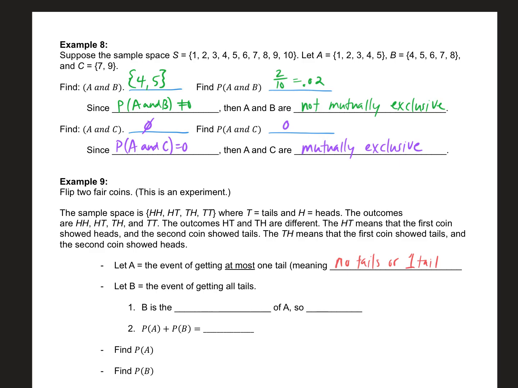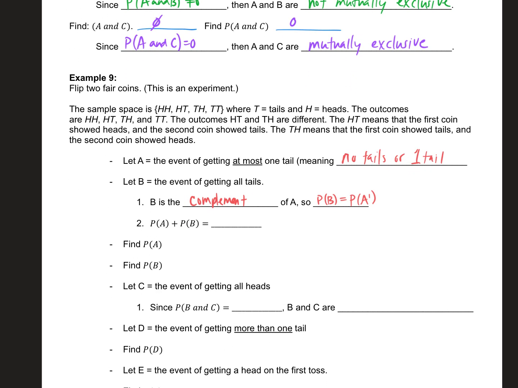B is the event of getting all tails. So B is going to be the complement of A. That means the probability of B equals the probability of A complement, correct? Okay. Therefore, the probability of A plus B is going to be, no, not 0. Remember, if this is the same thing as A complement, what is the probability of A and A complement always equal? 1.